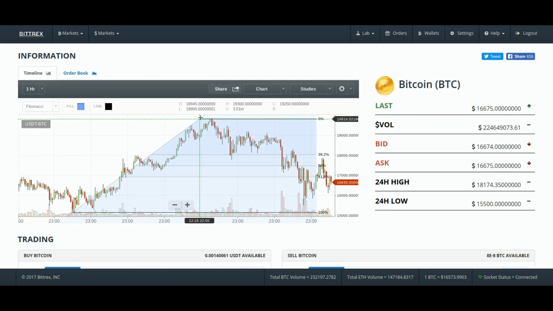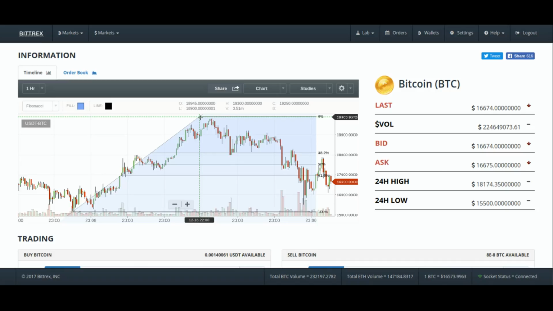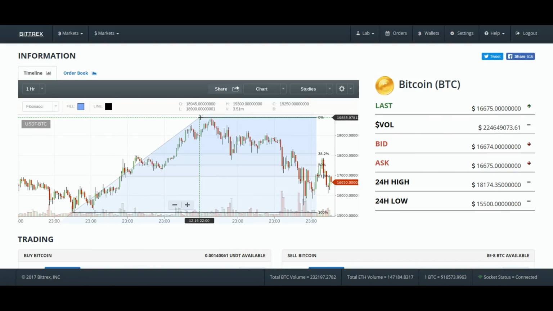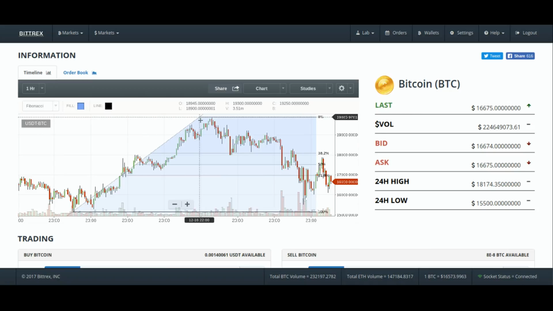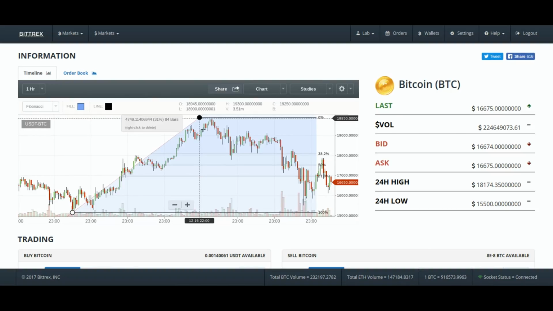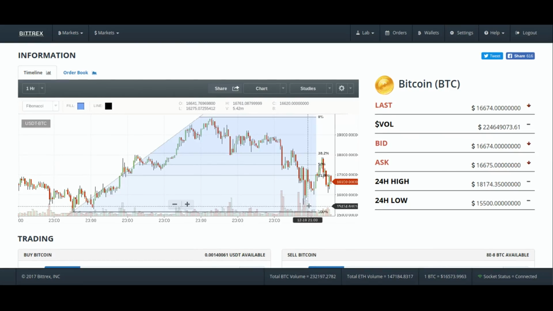So if we put that right there, that's the 50%. It retraced 50%. It bounced off the 38.2. So that's self-evident. We're gonna put that right there anyways. And then what we're gonna do is start one up here and bring it down here.